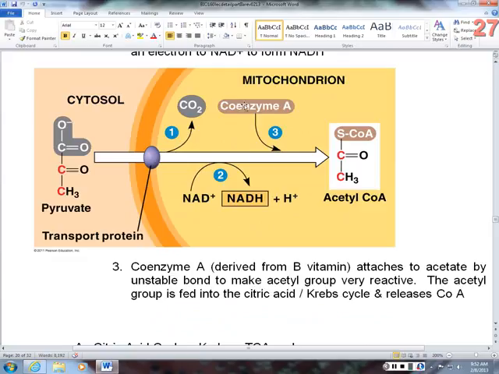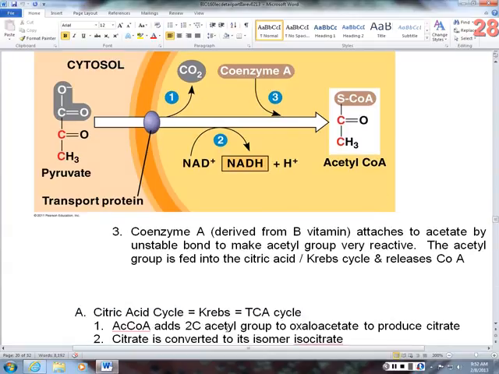So coenzyme A is derived from B vitamins. So this is one of those places where B vitamins are important. If you're lacking B vitamins, you can't do this step. So it's the cofactor in there. Most of your B vitamins, you're going to get from fresh fruits and vegetables pretty easily. So it makes this acetyl group very reactive for when it's fed into the Krebs cycle.